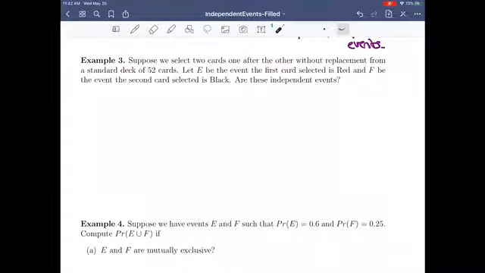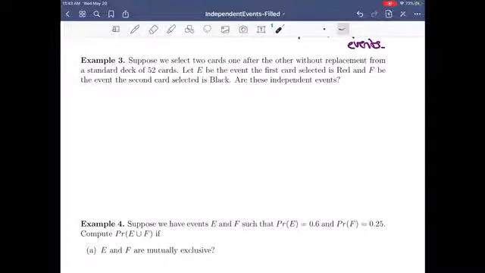So here we select 2 cards, one after the other, without replacement. I'm going to take one, not put it back, and then pick another one. E is the event that the first card is red, and F is the event that the second card is black.